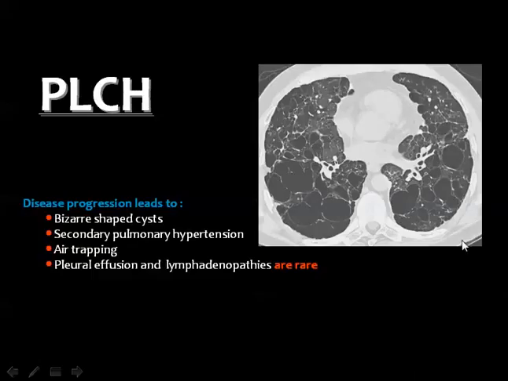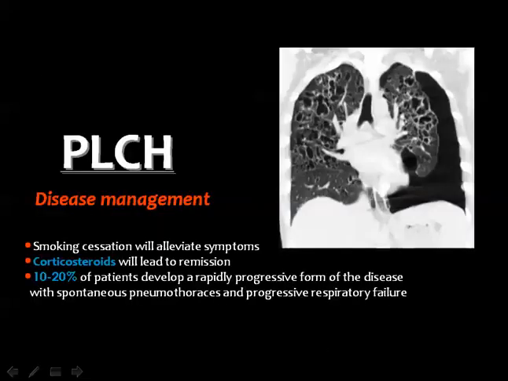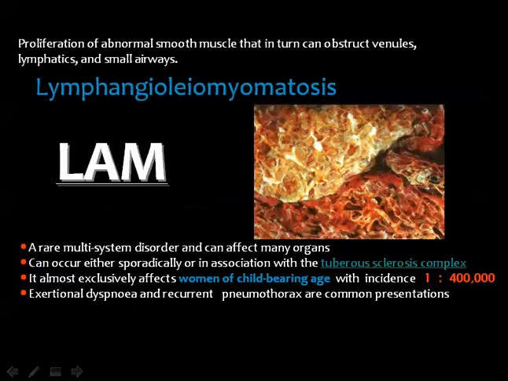Then, as the disease progresses, it will lead to destruction of the lung. And this will lead to bizarre-shaped areas of cystic changes, pulmonary hypertension, and air trapping. Pleural effusion and nodes are relatively rare. One of the complications of histiocytosis is rupture and the development of pneumothorax. The main line of treatment is to stop smoking. Then you give corticosteroids and so on.